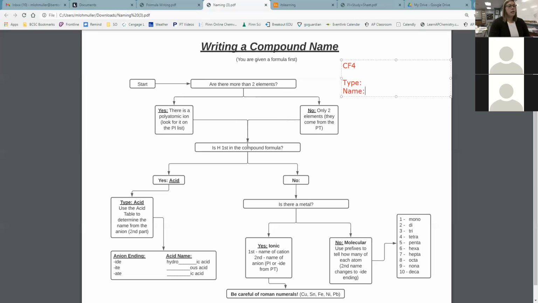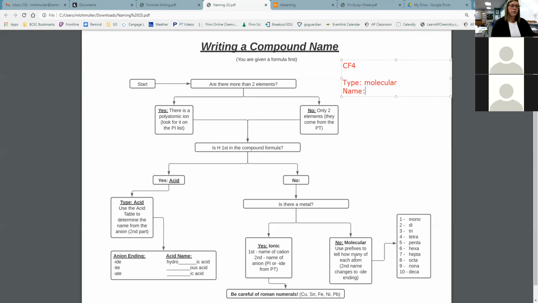Next question, is hydrogen first in the formula? No, we do not have hydrogen at all. So it's not an acid. Is there a metal? Looking at the periodic table, carbon is on the right side, and so is fluorine. So that means that no, we do not have a metal. So that means if there's a no, our type of compound is molecular.